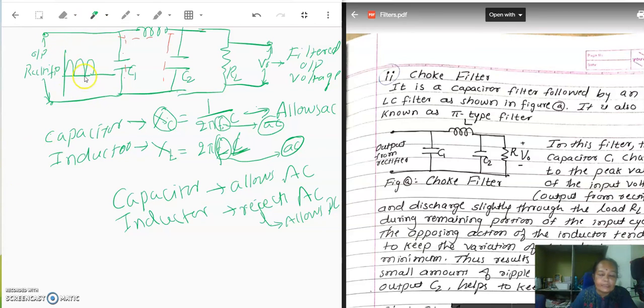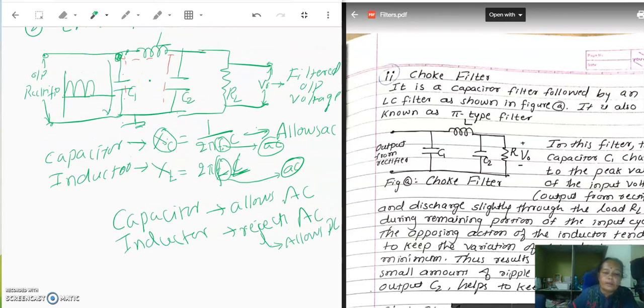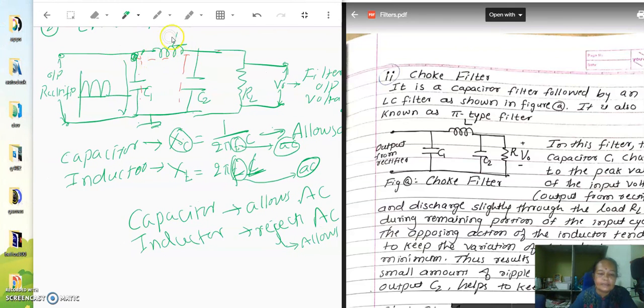Here, as the ripples increase, as the AC content comes, the capacitor C1 grounds it. This is the ground point. So, most of the ripple is gone to ground after passing through capacitor. And whatever is available here, it is going to get passed through the choke L. So, in that L is going to reject AC and allow DC. So, whatever the AC content is there, it is rejected at this point. Only DC appears here.